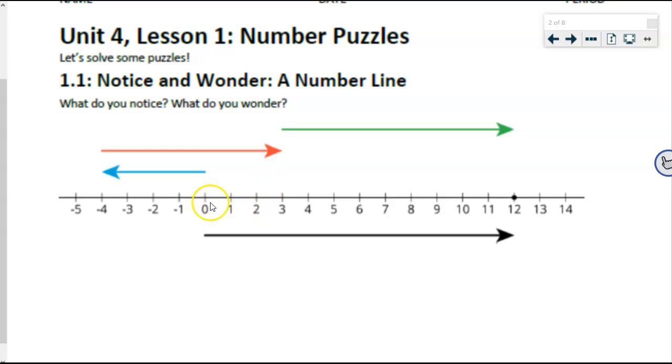Let's look at how they're connected. Do you see this arrow that starts on 0, goes down to -4? The red arrow picks up where it left off and is going up here to 3. And this arrow picks up where that one left off and goes all the way up here to 12. So just like Sam said, we can do that a lot simpler by, instead of backtracking and doing it in multiple steps, we can just start at 0 and go to 12.